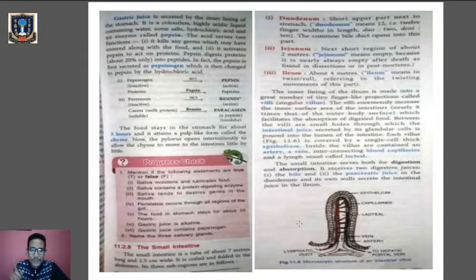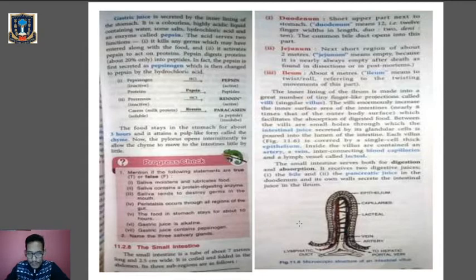Remember that gastric juice contains an important enzyme called pepsin, and this gastric juice is a highly acidic liquid. The acid serves two functions. We also have HCl in our stomach, in the gut. Number one, it will kill the germs which have entered the gut through the food, and number two, it activates the enzyme pepsin to act on the protein.